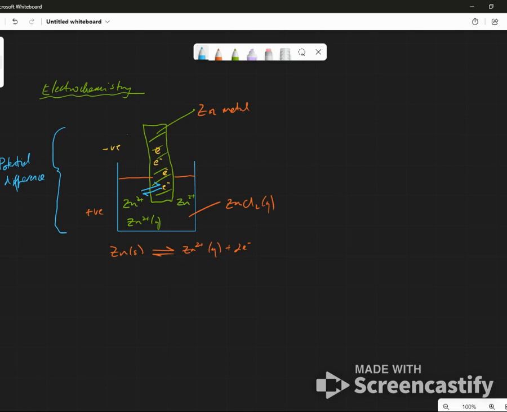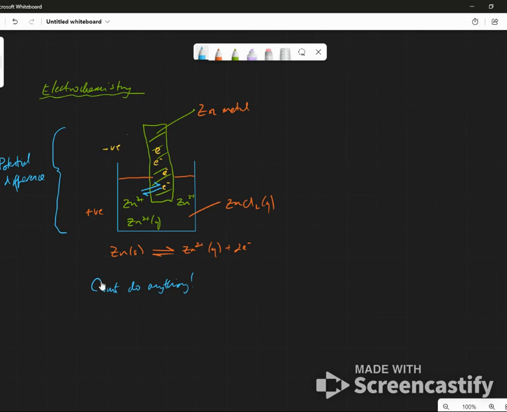Right, so there we go. We have a potential difference. Now, we can't do anything with this. I can't get this out. I can't do anything with this potential difference. It's there because zinc does its thing and the zinc solution does its thing. There's nothing I can do with it. There's a potential difference there, but I can't do anything with it.